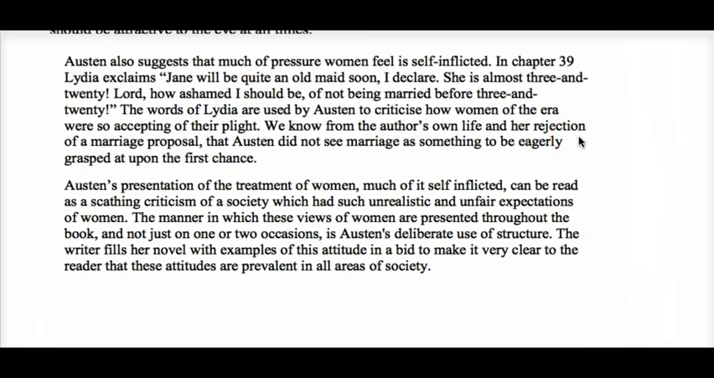Austen's presentation of the treatment of women, much of it self-inflicted, can be read as a scathing criticism of a society which had such unrealistic and unfair expectations of women. The manner in which these views of women are presented throughout the book, and not just on one or two occasions, is Austen's deliberate use of structure. The writer fills her novel with examples of this attitude in a bid to make it very clear to the reader that these attitudes are prevalent in all areas of society.